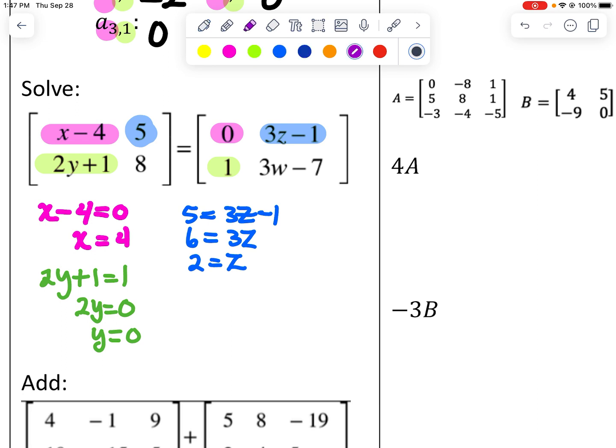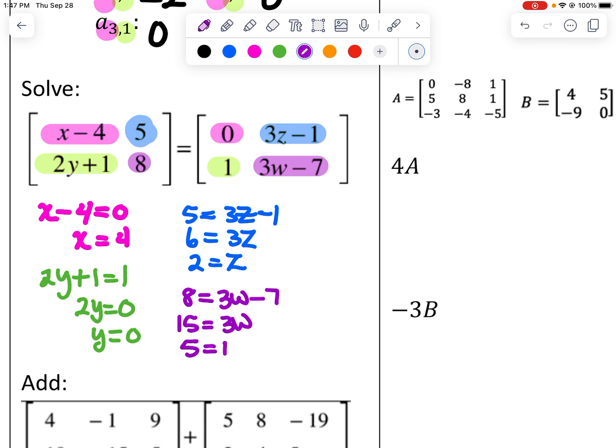And then we have second row, second column, second row, second column. And so they're both in the same element. So we have 8 is equal to 3w minus 7. So 15 is equal to 3w. So 5 is equal to w. And so that is how we solve a matrix.